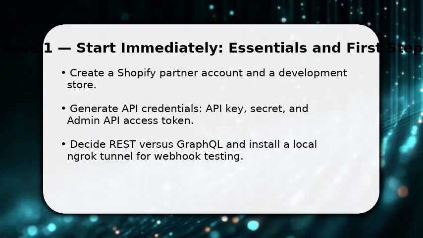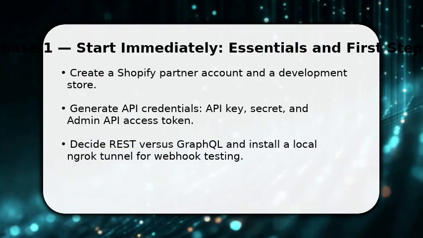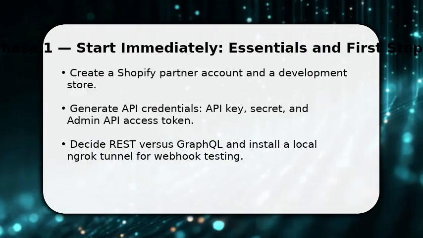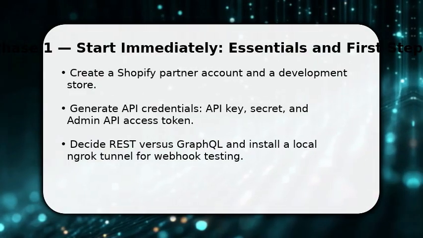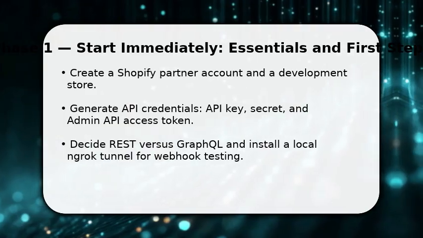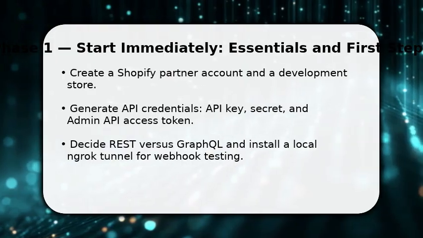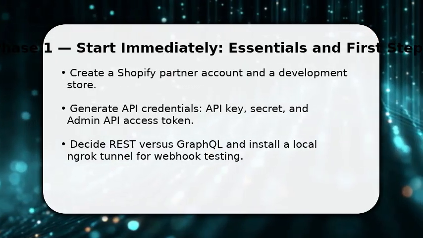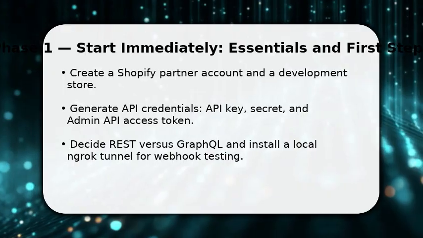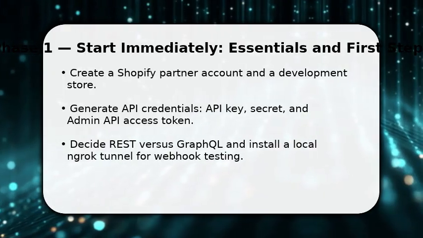You have the essentials, now start. Create a development store and open apps, then click Develop Apps to generate an API key and secret. Request admin API access and create a permanent token if needed. Choose REST for simple CRUD or GraphQL for efficiency. Pick one and stick with it to reduce context switching.